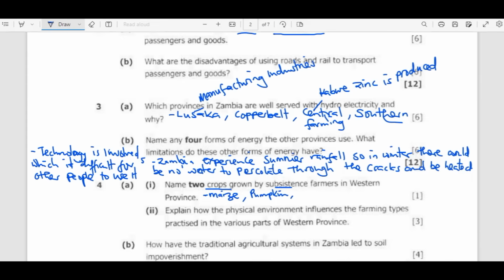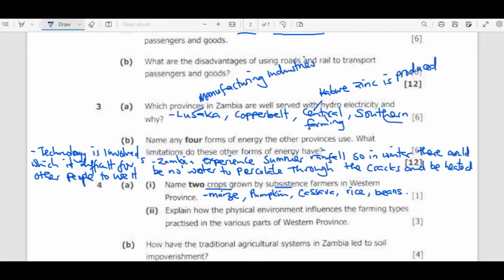And then apart from pumpkin, we can give another, cassava. And then apart from cassava, also rice. So rice is also grown, and then beans is also grown. So you can choose one of the answers given.